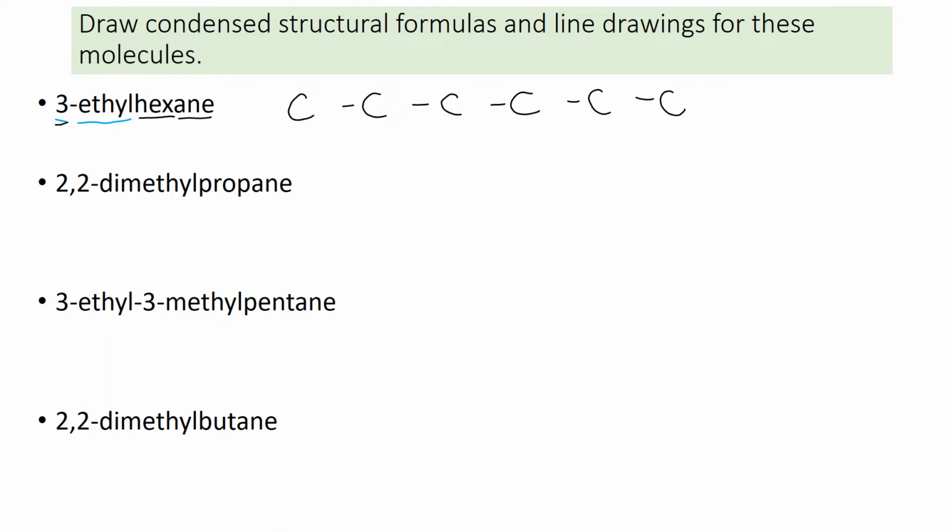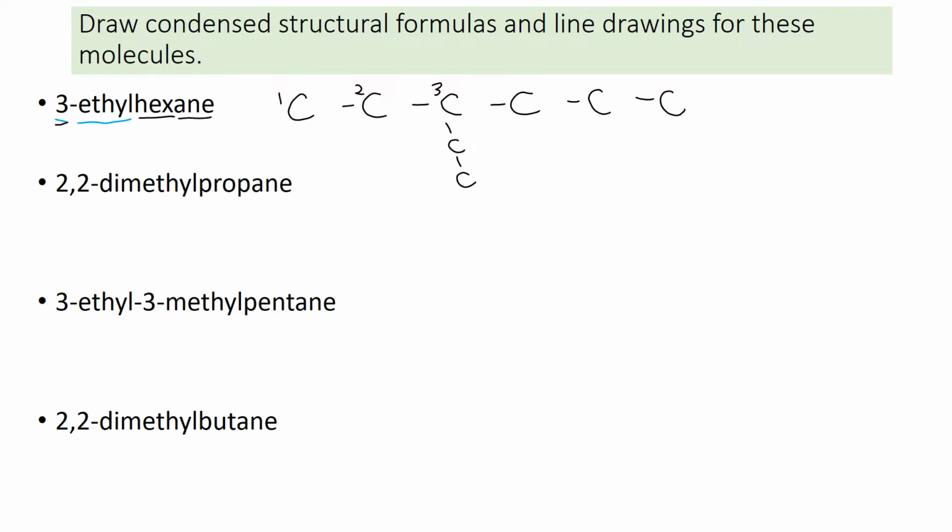So I can number from either end. I'll number my carbons 1, 2, 3. So right here on carbon number 3, I'll draw a branch of 2 carbons. And so that's what the name tells us. What the name doesn't tell us is how many hydrogens.